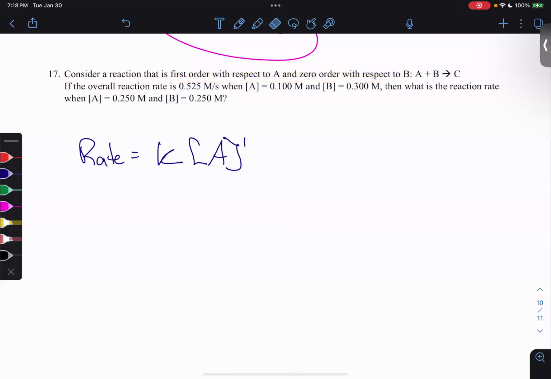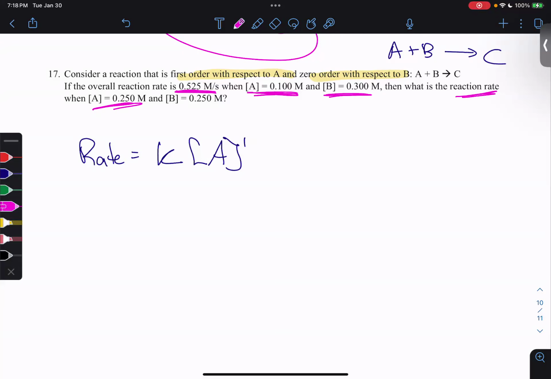So even though if I look at this reaction, it's A plus B gives us C, I can't just take those reactants and turn them into a rate law. You can only do that for mechanisms. I straight up told you it is first order with respect to A, 0th order with respect to B, so B is not in our rate law. Okay, so I tell you that this reaction has this rate when A is that concentration, B is that concentration. What is the reaction rate when A is this concentration and B is the other concentration? So I am giving you a rate at a given concentration, figure out the rate at the new concentration.